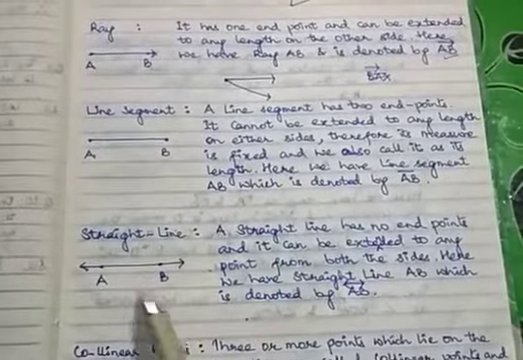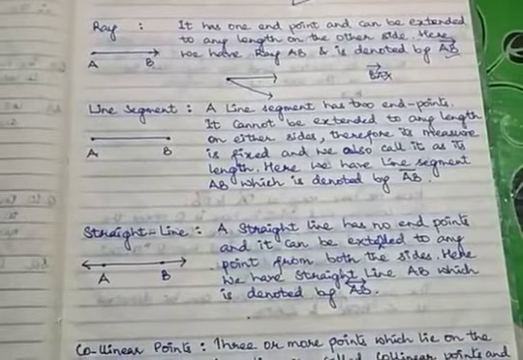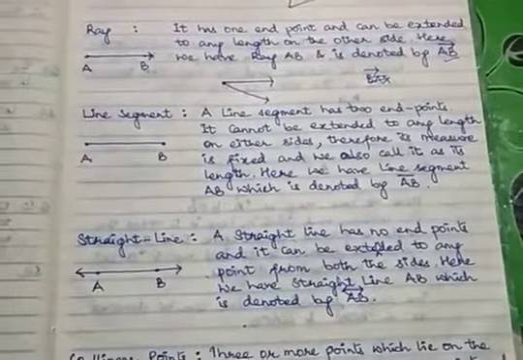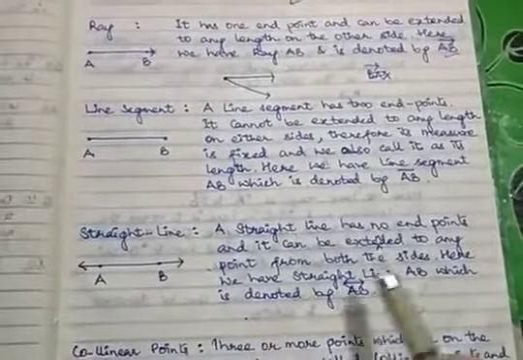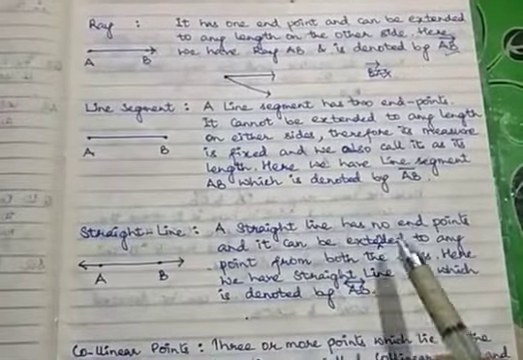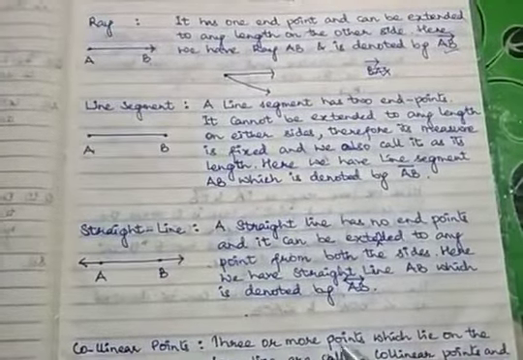Okay, that's it, and this is our straight line. That means it does not have any fixed length. So obviously, as soon as it says that it can be extended to any length, it means it does not have any fixed point.